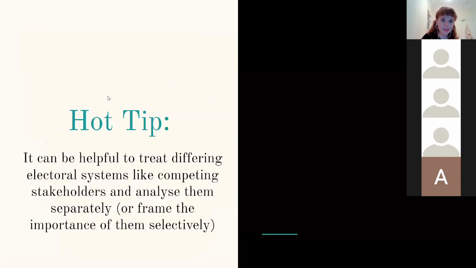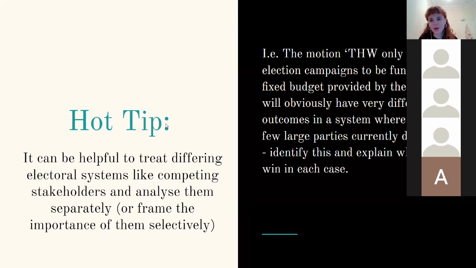Cool. And then a little tip here. Bringing it back to the realm of debating, it can be helpful to treat different electoral systems like competing stakeholders and analyze them separately, or reframe the importance of different ones selectively. So if you say this debate doesn't matter in proportional representation systems, it's because secretly you think those are the cases where you don't win and you want to win in other electoral systems. So for example, in 'This House would only allow election campaigns to be funded by a fixed budget provided by the state', obviously there's going to be different outcomes in a system where you have one or a few large parties that currently dominate. If you could identify this and explain why you win in each case, this can be a good way of providing clarity.